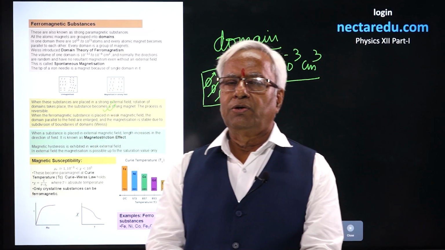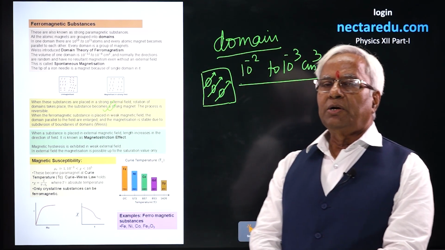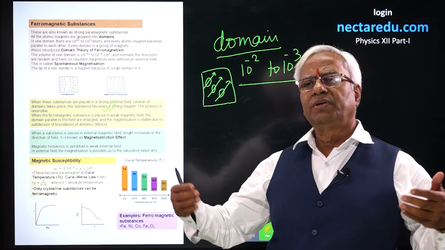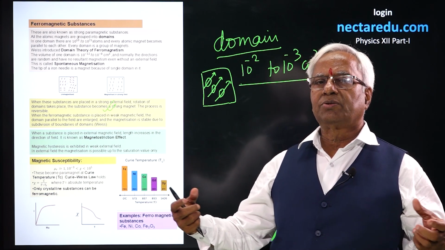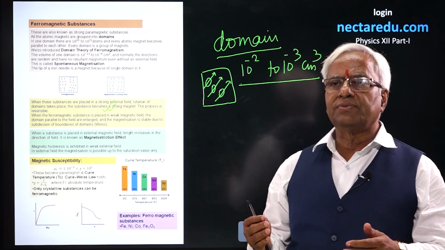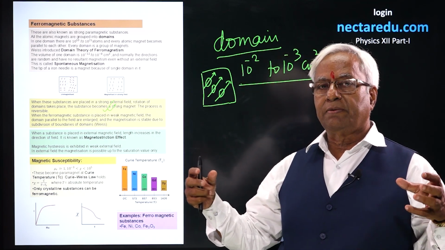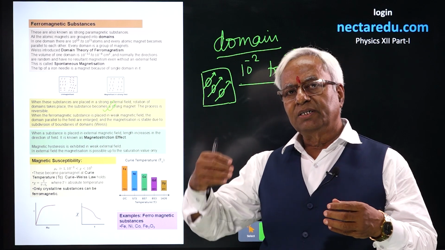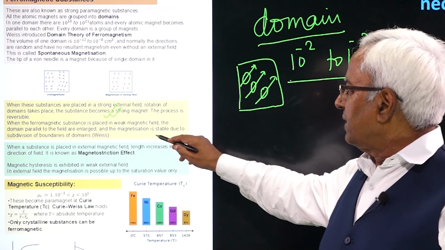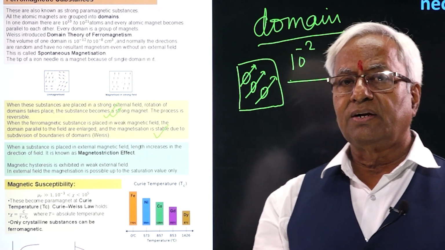When you place the ferromagnetic substance in a weak magnetic field, what happens? The domain that is already parallel to the external field becomes very enlarged. So, this method is called the method of substitution. What does it mean? It means the boundaries' enlargement or their contraction, both things take place. The domain that is parallel to the external field becomes larger. And in that case, the process is not reversible. This is an irreversible process.